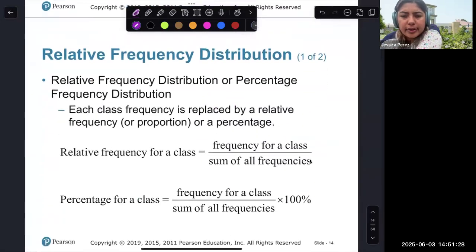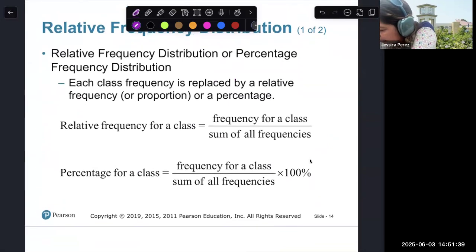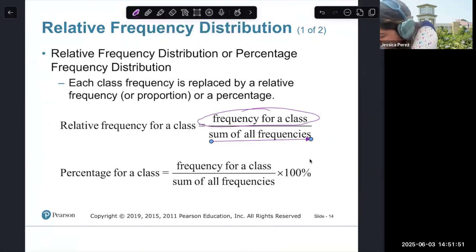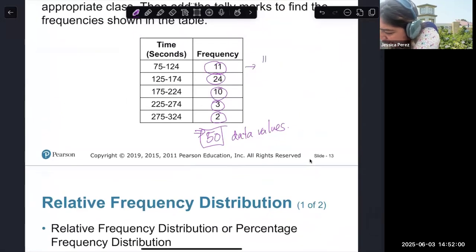Okay. There's also something called a relative frequency distribution, which is each frequency is replaced by a relative frequency or proportion. So the relative frequency is the frequency for the class divided by the sum of all frequencies. The sum of all frequencies is the total number of values, which in this case was 50. So the percentage for each class, for example, this is 11 out of 50 because our sum of our values is 50. And then we would multiply this by 100%. We would get a percentage.